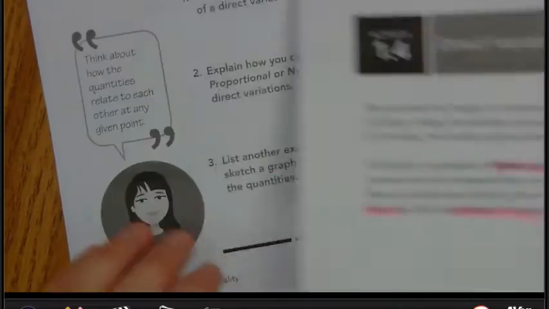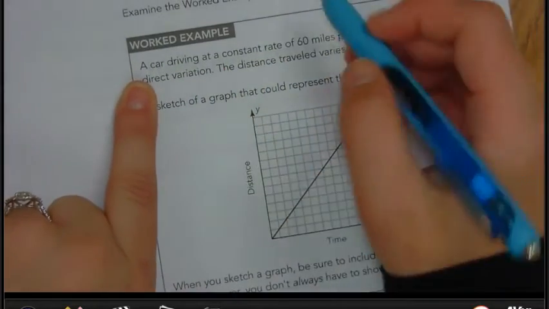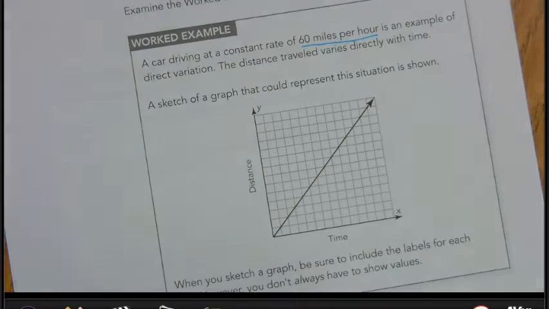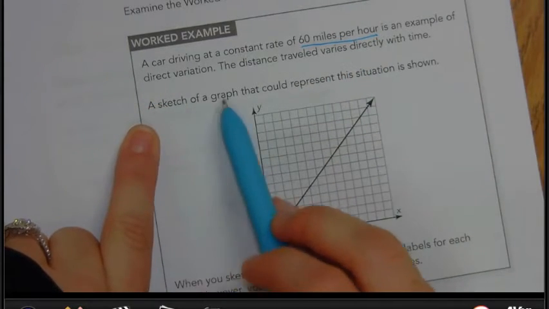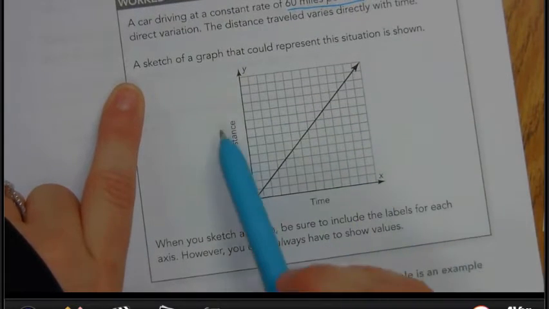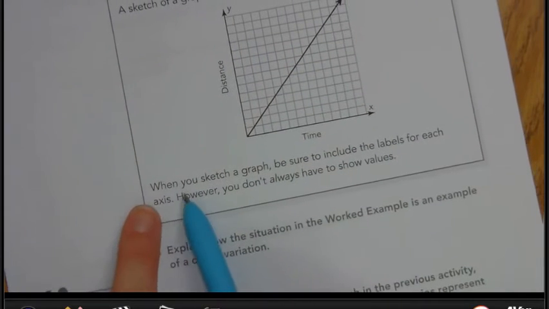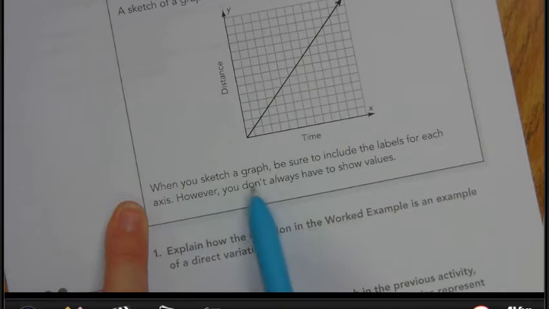All right, and here's another example of that. Okay, so a car driving at a constant rate of 60 miles per hour is an example of direct variation. The distance traveled varies directly with time. A sketch of a graph that could represent this situation is shown. So they just gave me a quick sketch of distance over time. As time increases, distance is increasing. When you sketch a graph, be sure to include the labels for each axis. However, you don't always have to show your values.